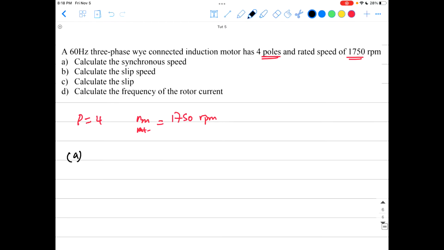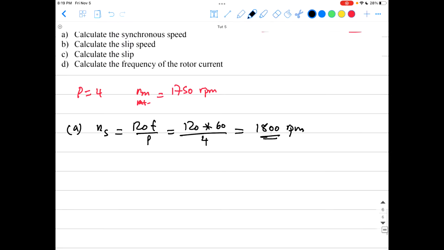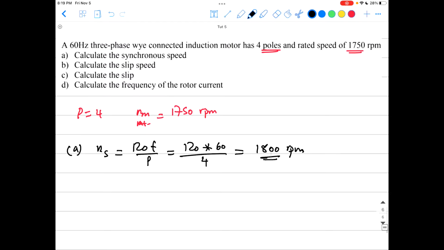So number 8, he wants you to find him the synchronous speed in RPM, which is easy, 120 F over P. So 120, and the frequency given is 60 Hertz, number of poles is 4, and that gives you 1800 RPMs. That easy. But by the way, he could even not give you the number of poles here, and still you can solve the problem.